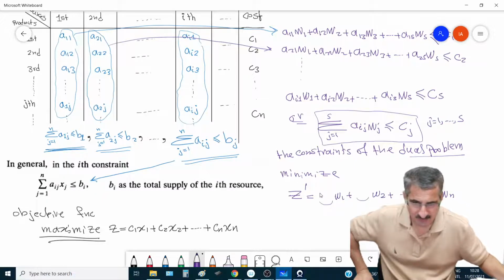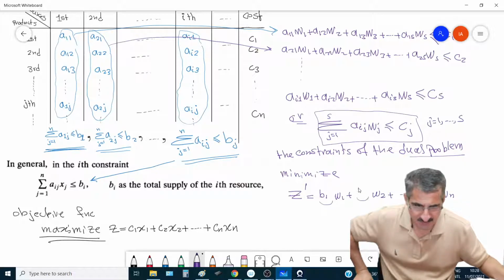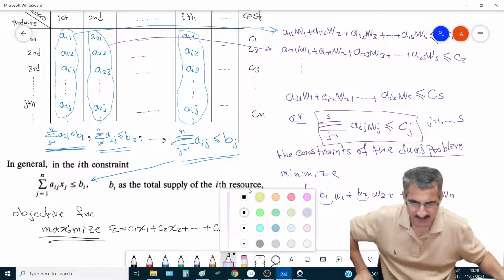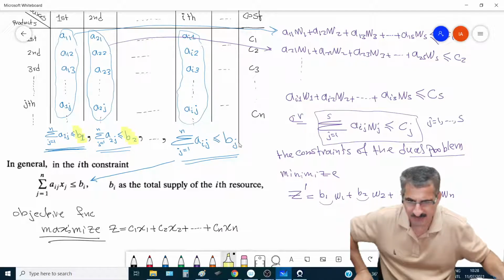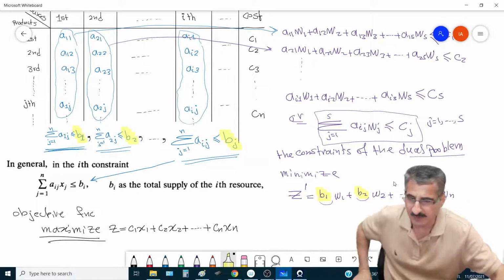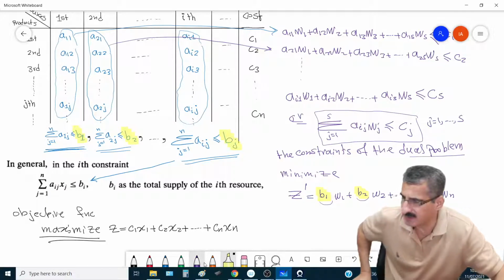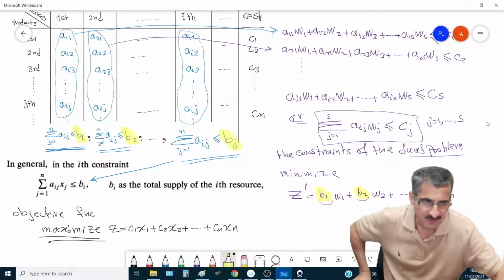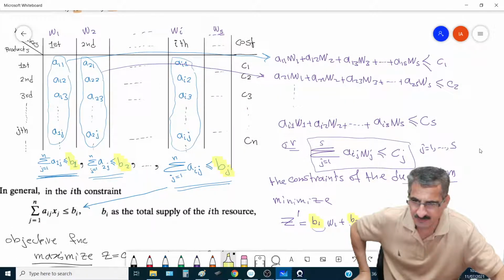Okay, so I fill in here, as Ina said, B1, B2, all the way to Bn. So these are the resources vector. The resources vector in the original problem becomes the cost vector in the dual problem. Okay, you are saying we have a mistake in the first row. One of the indices, 11, 12, 13, 1J. So what mistake do I have?